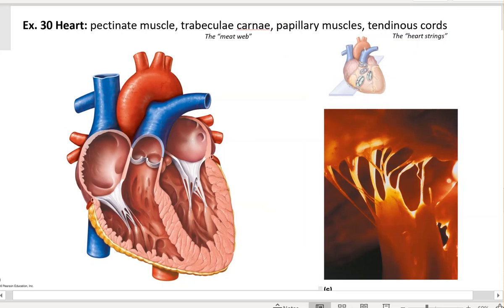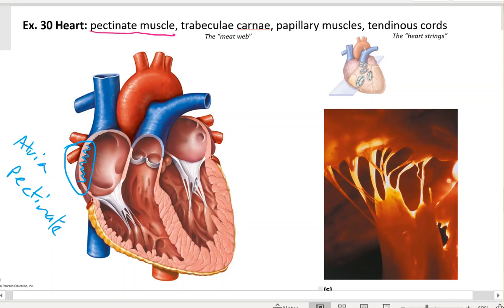Here are a couple other interesting structures I want to draw your attention to. So pectinate muscle. Pectinate muscle is the kind of background bumps and texture that happens in the atria. So in the atria, the background bumpy stuff like that is going to be pectinate muscle.